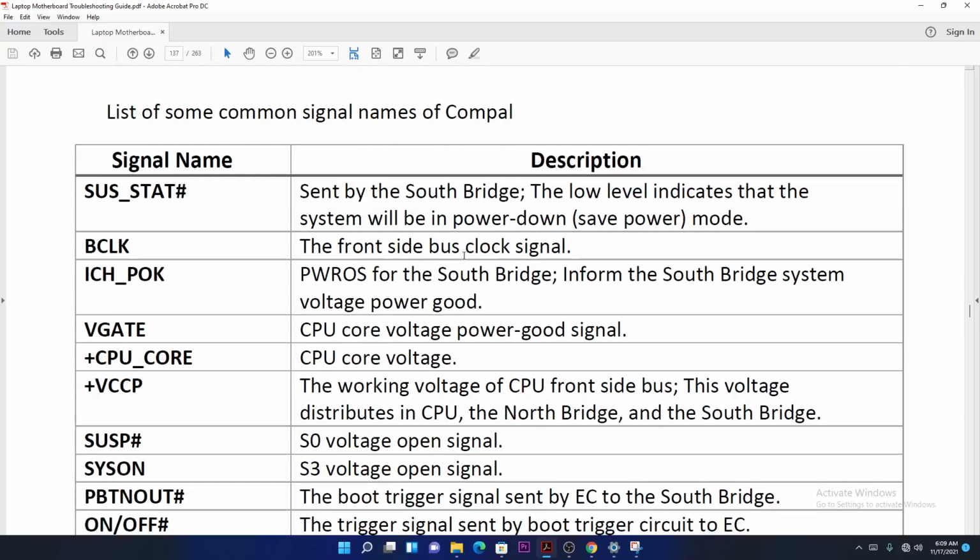Okay, the front side bus clock signal. Okay, bus clock. Okay, ICH power. Okay, this is the power over the South Bridge. Inform the South Bridge voltage. Power is good. ICH power good. You can see as well, ICH is reporting, saying, yeah, you guys, I'm okay. V gate, voltage gate. Okay, CPU core voltage power good signal.